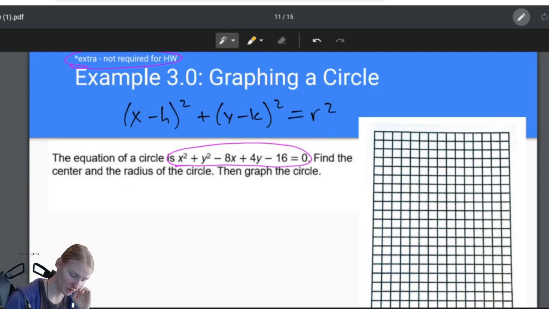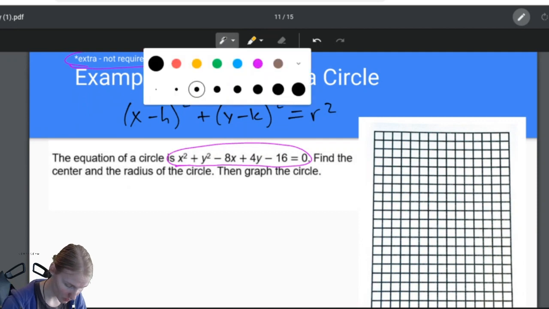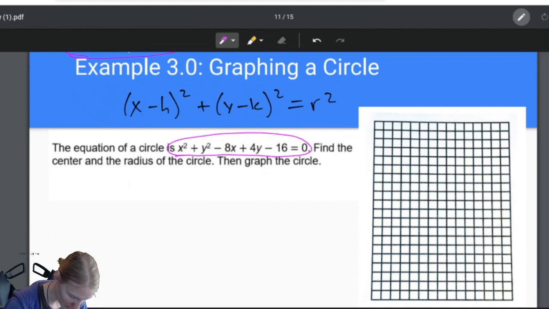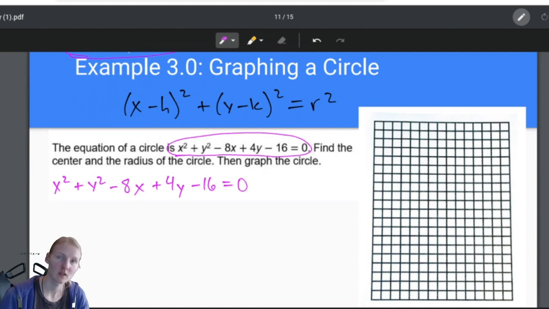So what we're going to have to do is take this one right here, and turn it into this one right here. Mrs. Dodge, how on earth are we going to do that? Well, we are going to do what's called completing the square. So let me rewrite this down here: x squared plus y squared minus 8x plus 4y minus 16 equals 0.